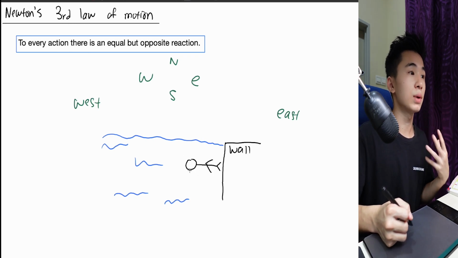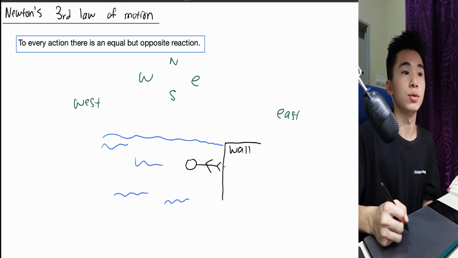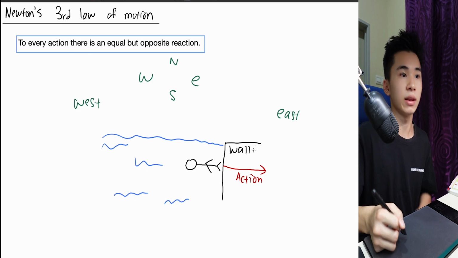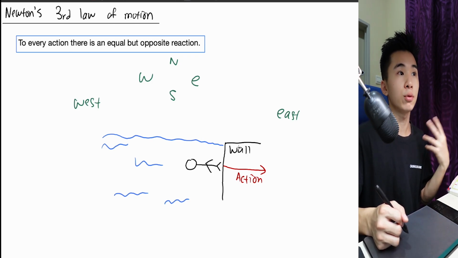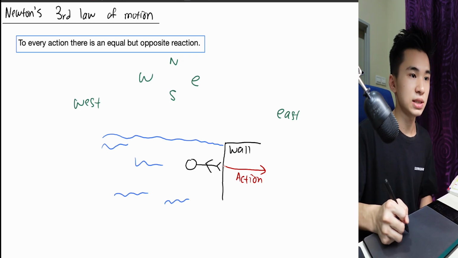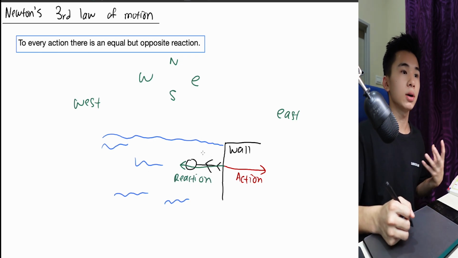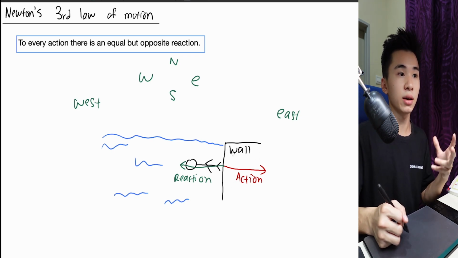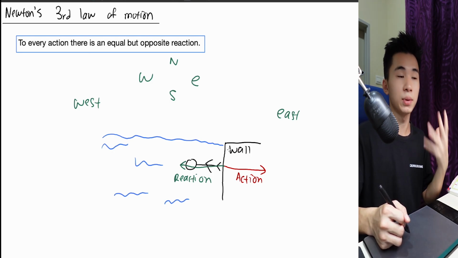So if this human wants to swim to the west direction, this human has to apply an action force to our east direction, and at the same time, because to every action there is an equal but opposite reaction, the reaction is going to be our west direction. This is our reaction force. Okay, just remember, if you apply a force to your east, at the same time the object is going to exert an equal but opposite force to your west.